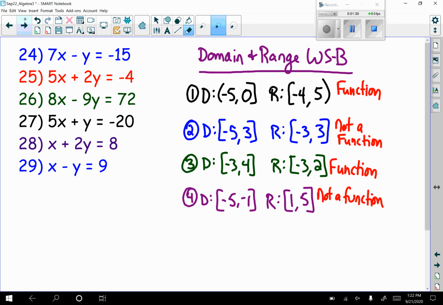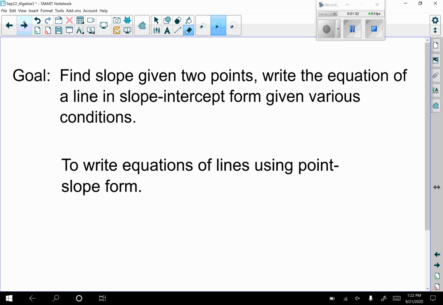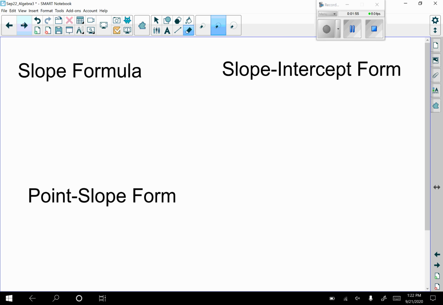All right, so our focus today and tomorrow is going to be on going back over how to write equations of lines. Sometimes we need to find the slope given 2 points. We will write the equation of a line in slope-intercept form from various conditions, meaning we might be given the slope, we might not be given the slope, and then to write equations of lines using this point-slope form that I first introduced in yesterday's lesson. So let's go ahead and take a look here.